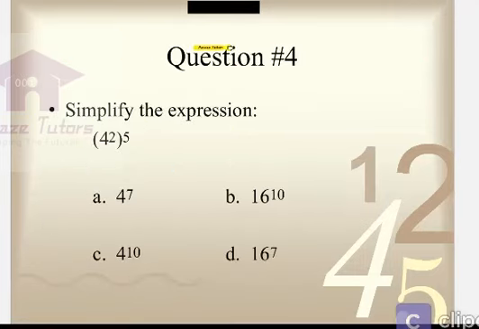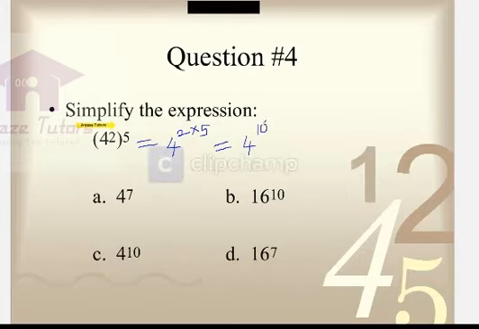Okay, let's do one question with multiple choices. 4 power 2 the whole power 5. Anyone wants to answer this? You know the answer very well, isn't it? What should we do? We need to multiply the powers. 4 power 2 5s are 10. Which option is it? C. C is the correct choice.